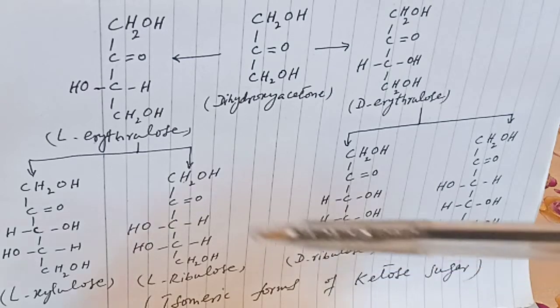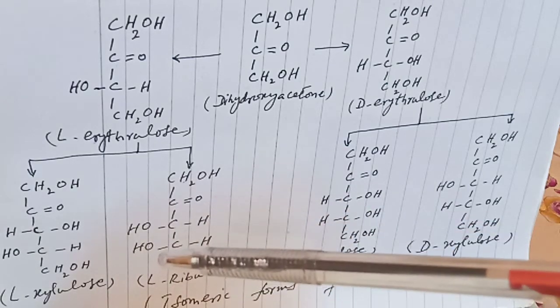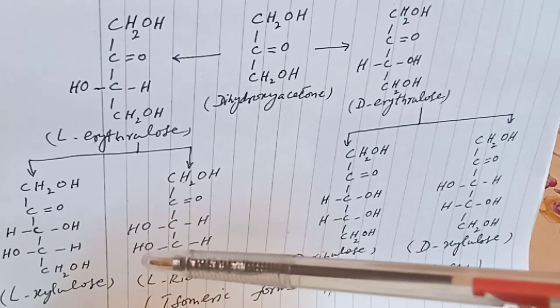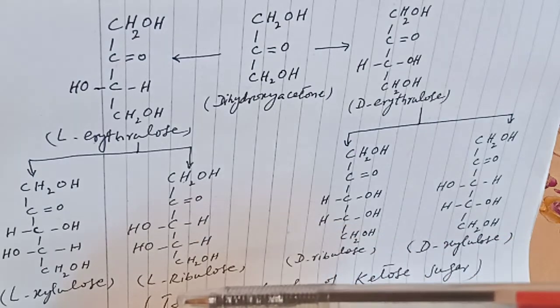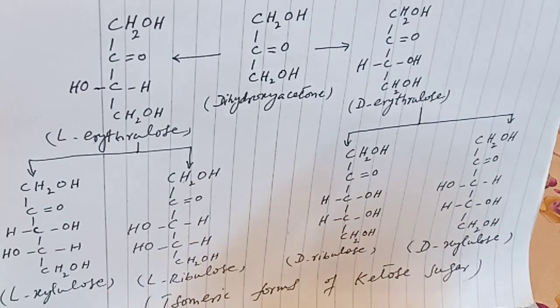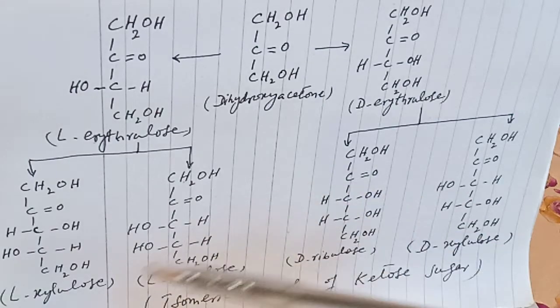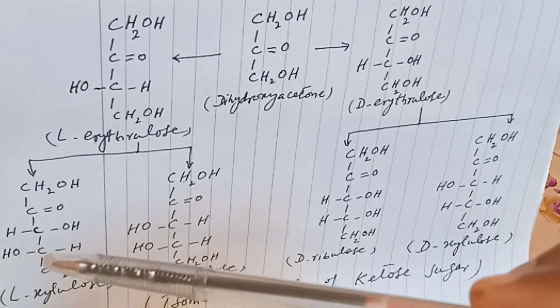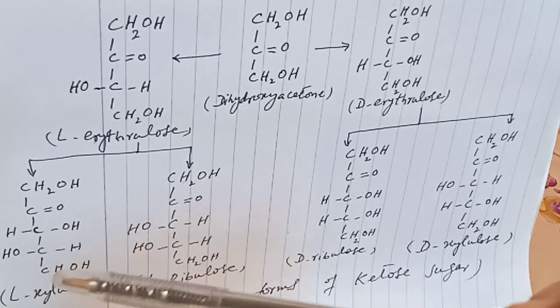While this is the concept of L-ribulose, in which the OH group is on the left side. So this is called L-ribulose sugar, and this is the structure of D-ribulose. Okay, CH2OH, C=O, and here at number 3 OH, at number 4 OH group, number 5 CH2OH. This is the structure of D-xylulose. While in the structure of L-xylulose, the OH group is located on the left side at number 4 carbon atom, and this is called L-xylulose.